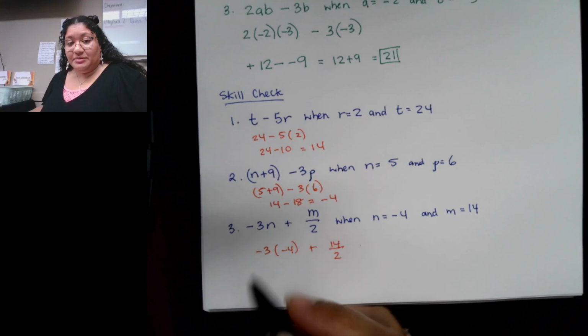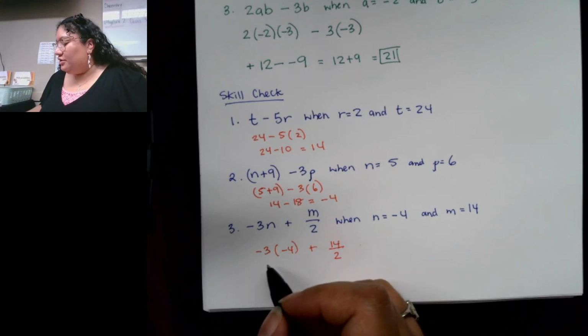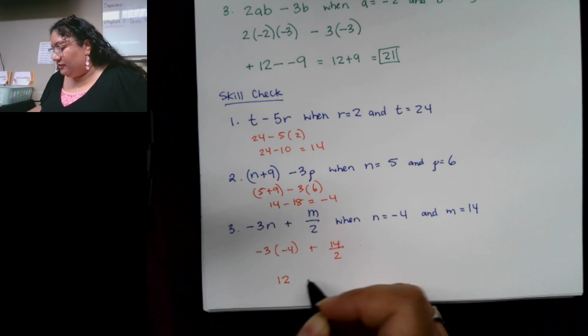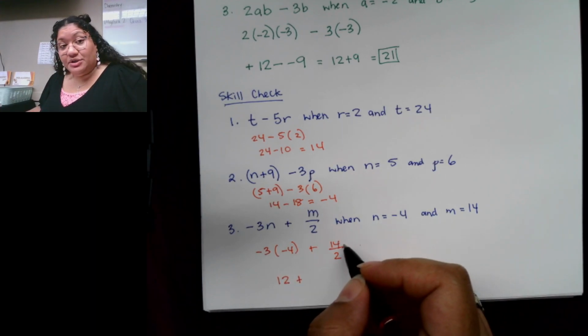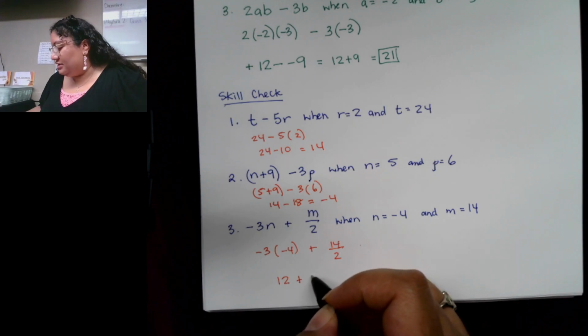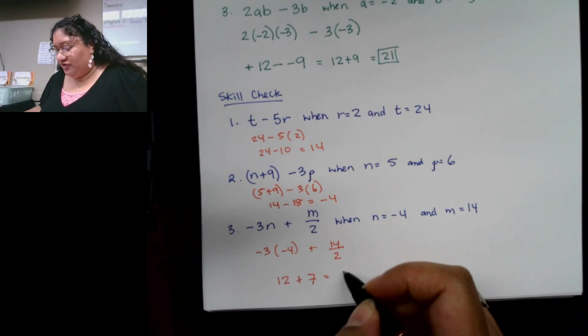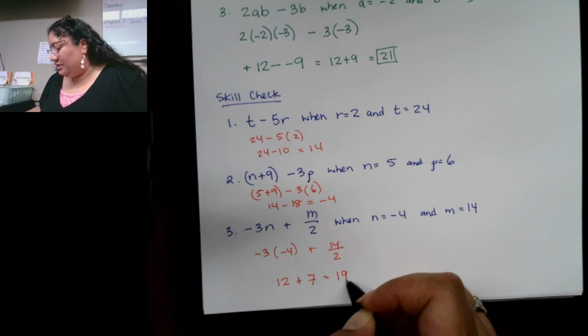A negative times a negative makes a positive. 3 times 4 is positive 12. 14 divided by 2 is 7. So I do 12 plus 7 equals 19.